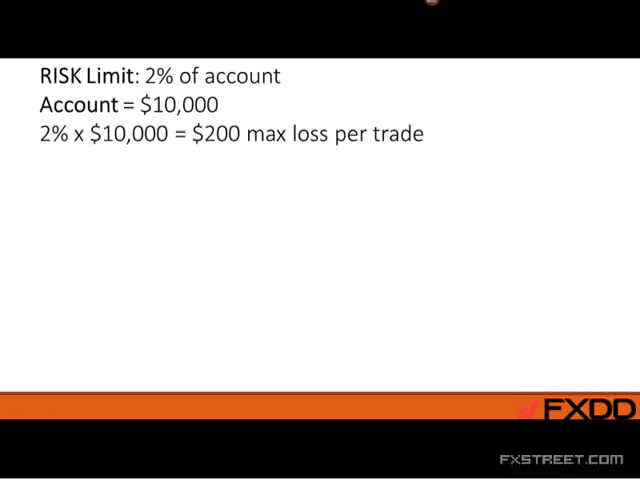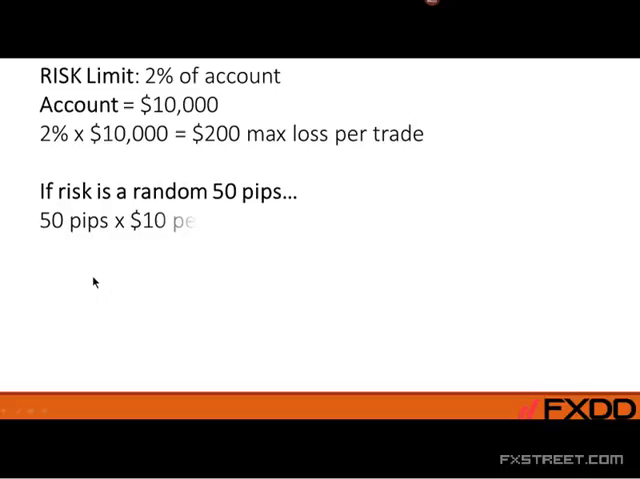Now, a lot of retail traders make this mistake and they say, well, I'm going to risk 50 pips on a trade. If you can't risk 50 pips, why trade? Okay. So mathematically, 50 pips times $10 per pip, let's assume it's the euro or the sterling that you're trading, is a loss of $500 on a trade. So if your stop loss is randomly set at 50 pips, you're going to lose $500 on a trade.